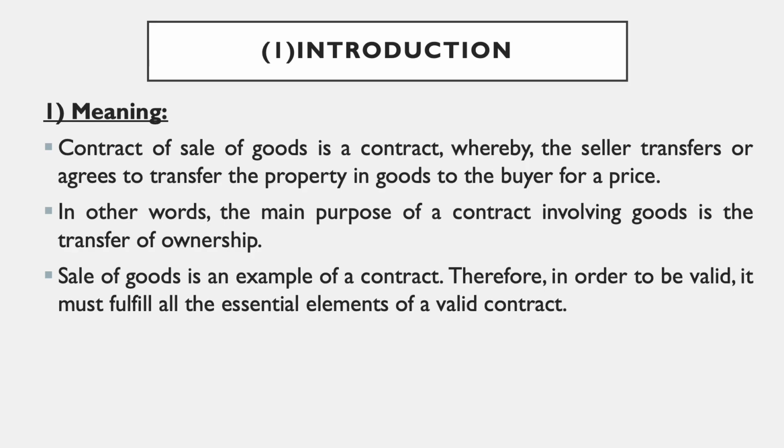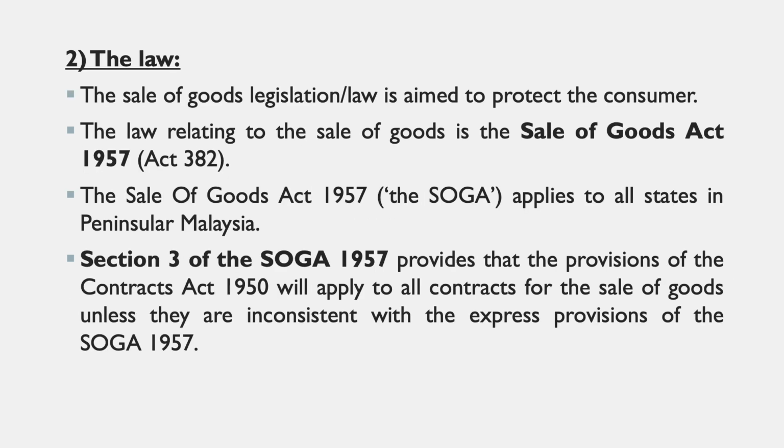I've mentioned during our first class that the sale of goods is one of the examples of contract. So, in order for it to be valid, it must fulfill all the elements of a valid contract. In other words, there must be all five elements of a valid contract, including an offer, acceptance, consideration, intention, and capacity. The law that governs sale of goods is the Sale of Goods Act 1957.